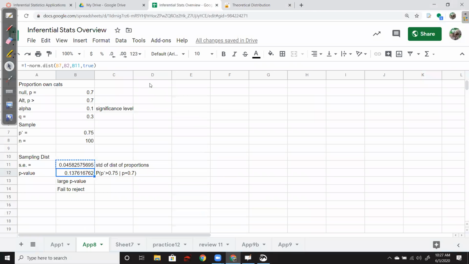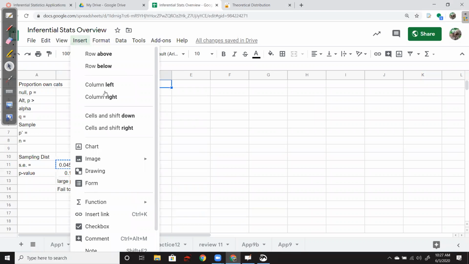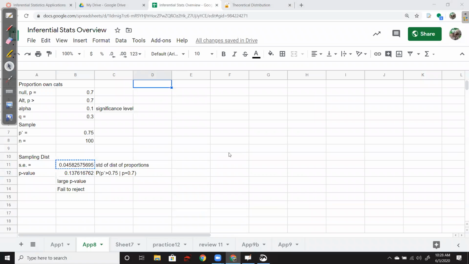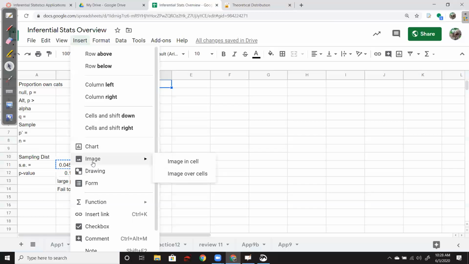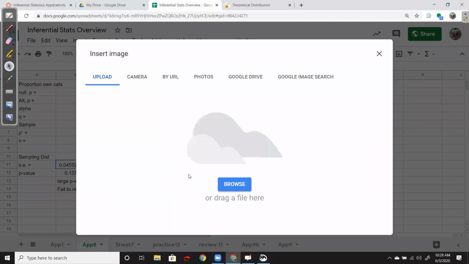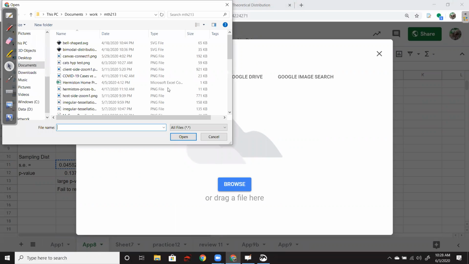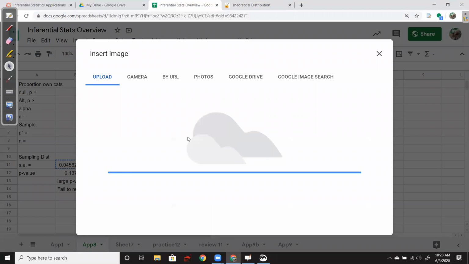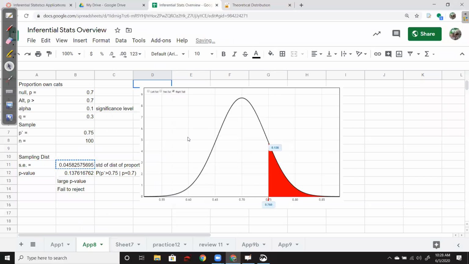And so if I wanted to stick it in my spreadsheet, I just pick a place, insert, and then image. Oops, my Zoom stuff is covering. No, stop it, Zoom. Sorry. I lost it. Oh, there it goes. Insert, image, over cells. And I did a video about this in like the first or second week of the class. Cats hypothesis test. I can stick it in there. Bang, there it is. Okay, so there's a picture of the thing I just calculated, which relates to my hand-drawn sketch. So we're gonna fail to reject here.